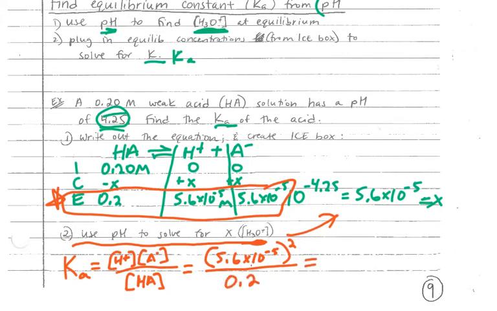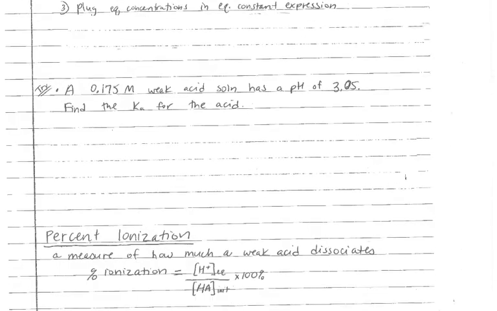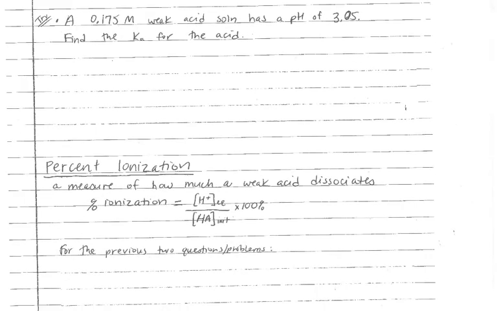We plug that into our calculator, and we get 1.58 times 10 to the negative 8th. That is the Ka for this acid. A question might go even further and ask you what the identity of the acid is, in which case you would reference the table and find which acid has this Ka value. The next page has a problem that I want you to try on your own. So pause the video, try it, and then watch and see if you get the correct answer.